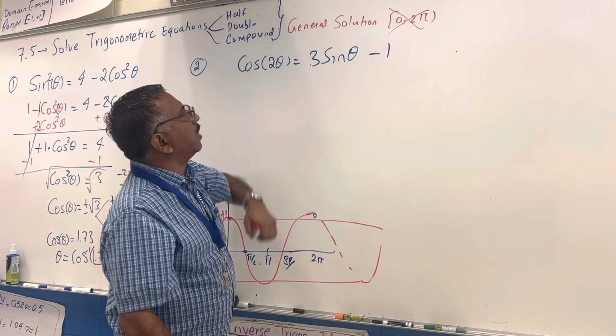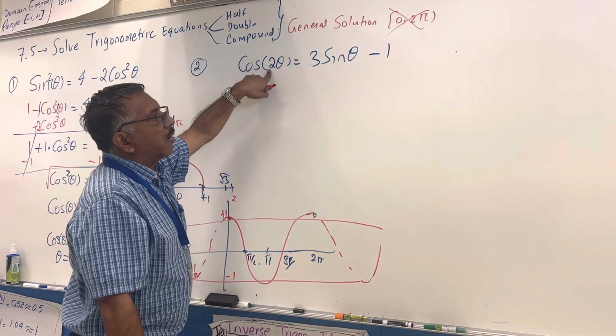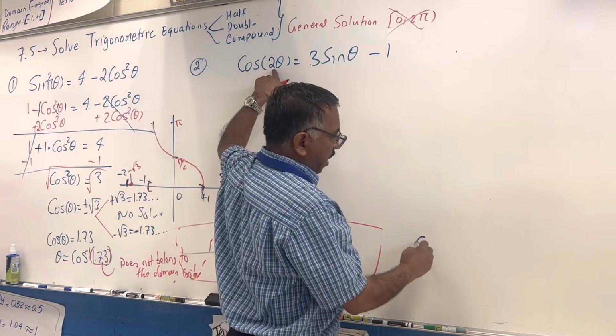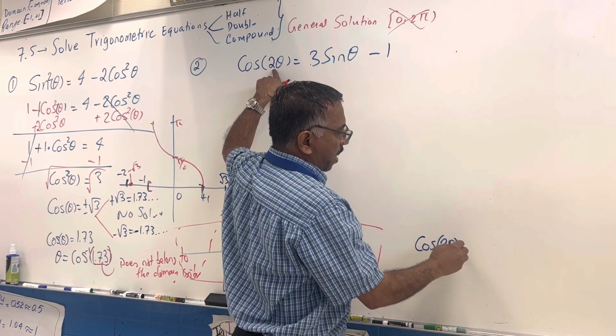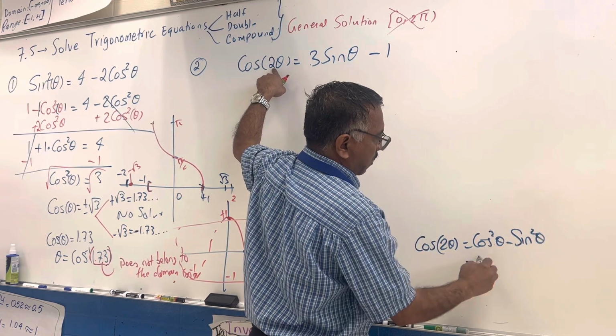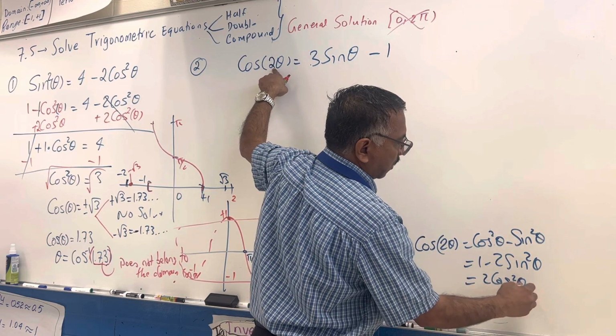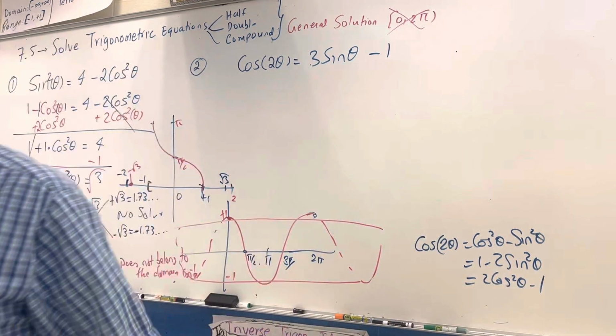If you look at the next problem, cosine 2 theta is 3 sine theta. So now there's an angle and a sine. We can think of the formula for cosine 2 theta. So the cosine 2 theta is cosine square theta minus sine square theta, or 1 minus 2 sine square theta. So one of them has to be used. So the question is, which one to use?